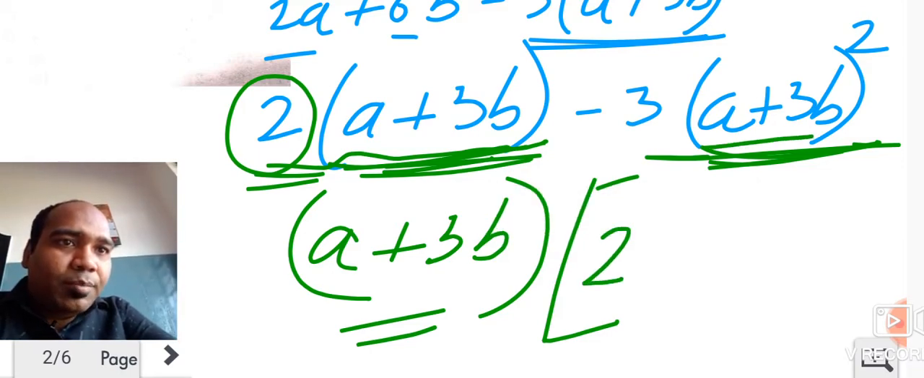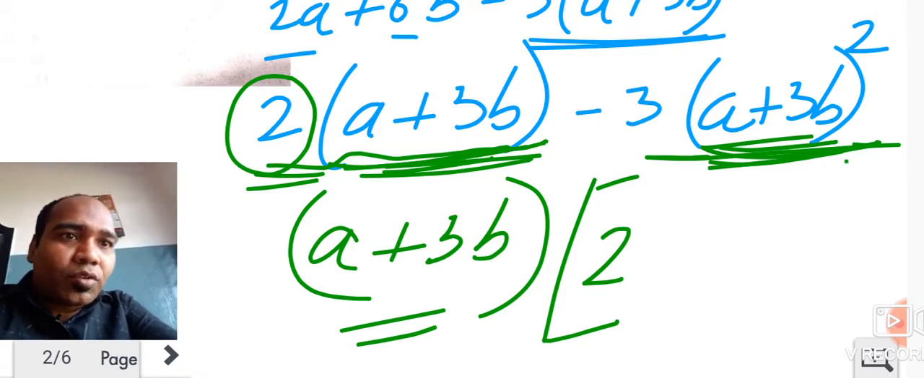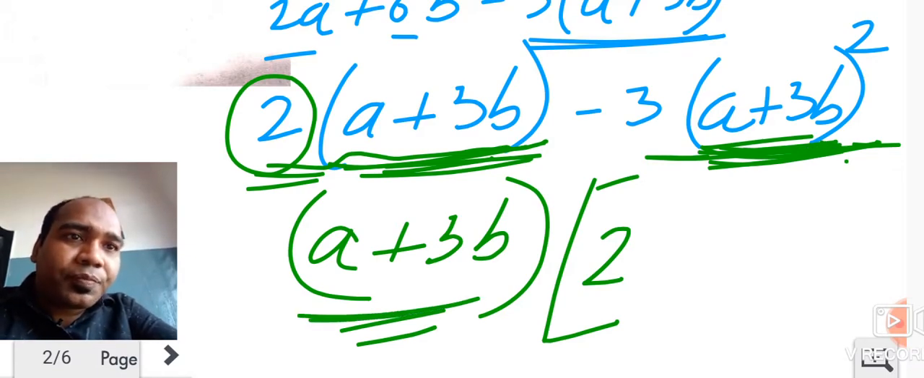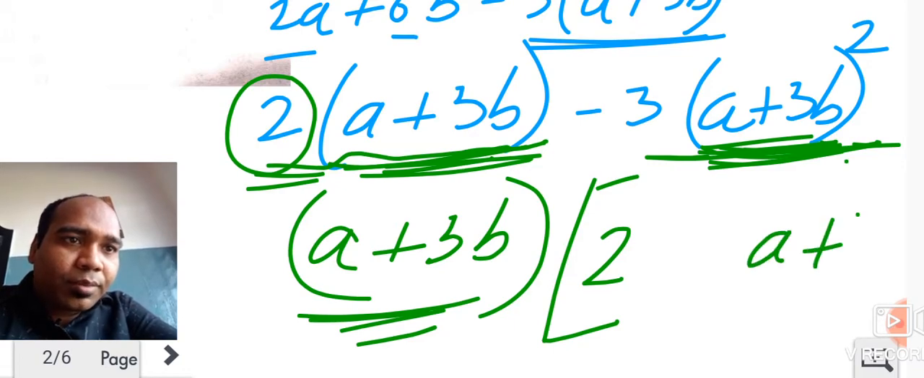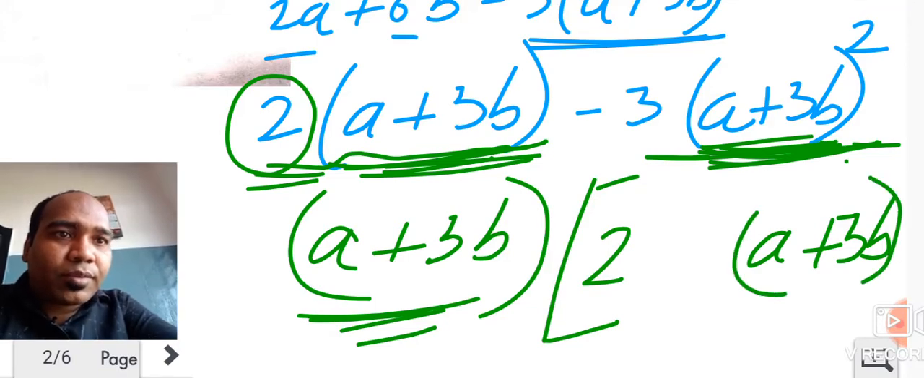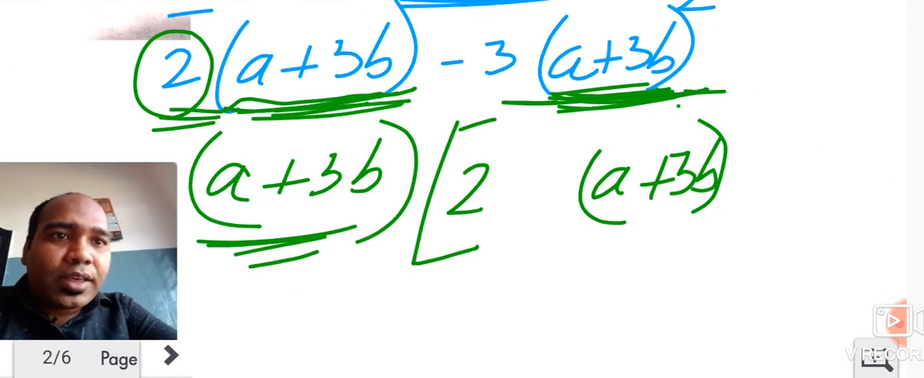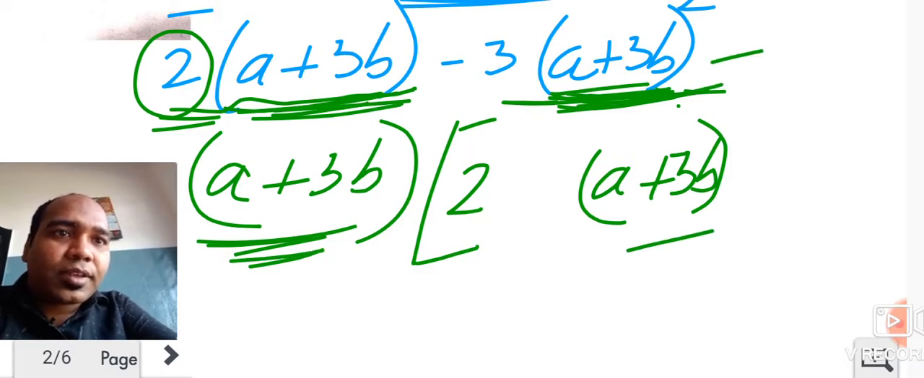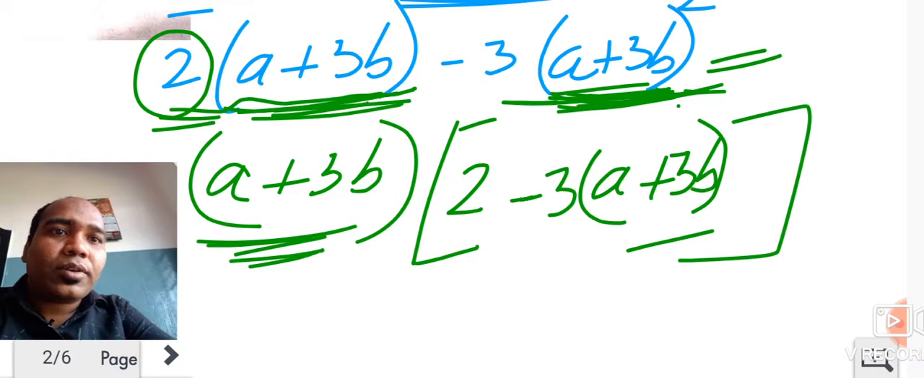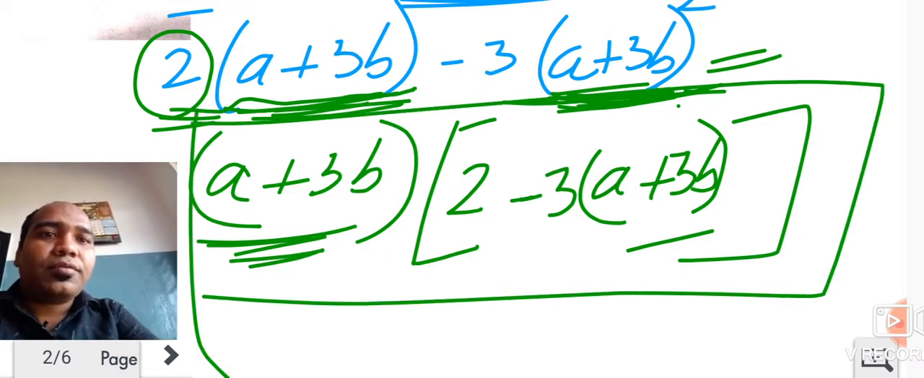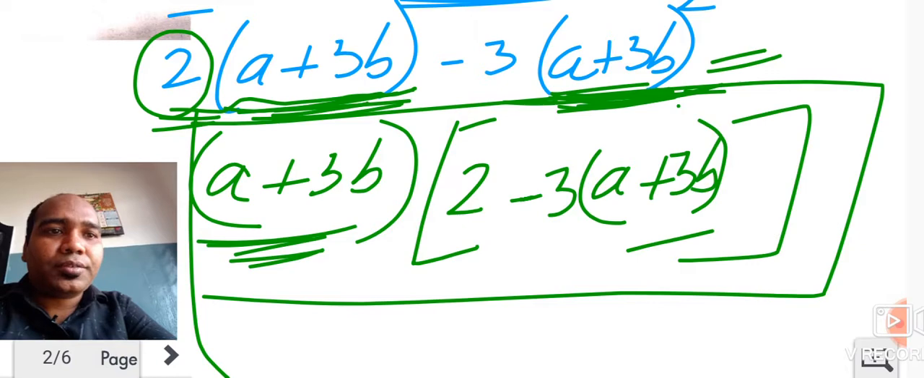Now here a plus 3b whole square means what? A plus 3b into a plus 3b. So one a plus 3b we have taken outside, and one a plus 3b is left. So we will get a plus 3b here. Now this 3 is left, so 3 will be written as it is, and here minus. So this is your factorization of the given part. Got it?